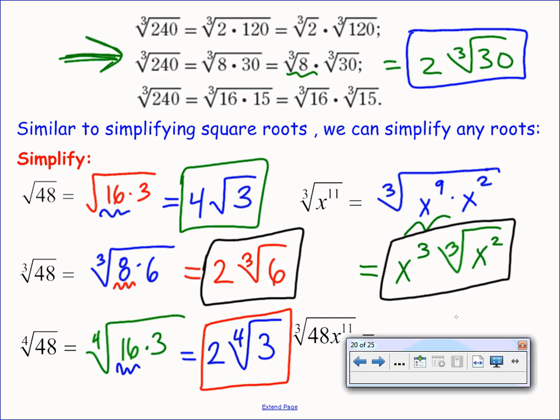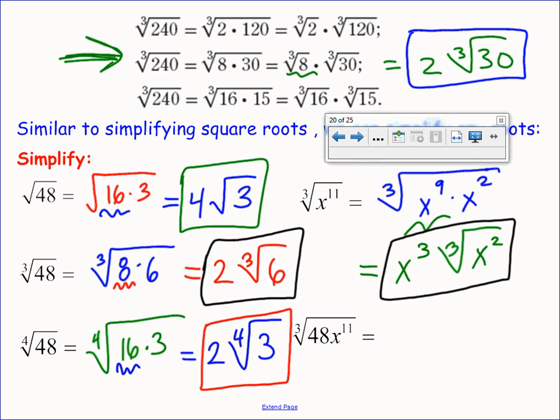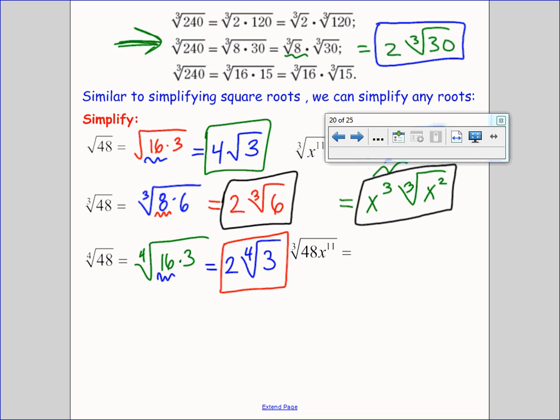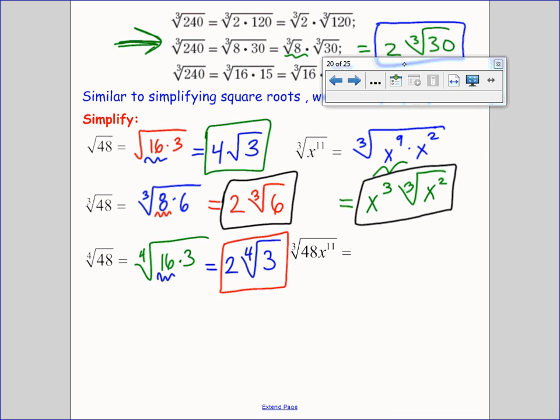So we're going to do the cube root of, this is a super important one. We're going to do the cube root of 48x to the 11th. Okay? We've got two things going on here. We've got 48, which is a regular number. I'm looking for perfect cubes that divide evenly into 48. And I've got x to the 11th. X to the 11th then is a power, so among my exponents, I'm looking for the highest exponent beneath 11 that is divisible by 3.